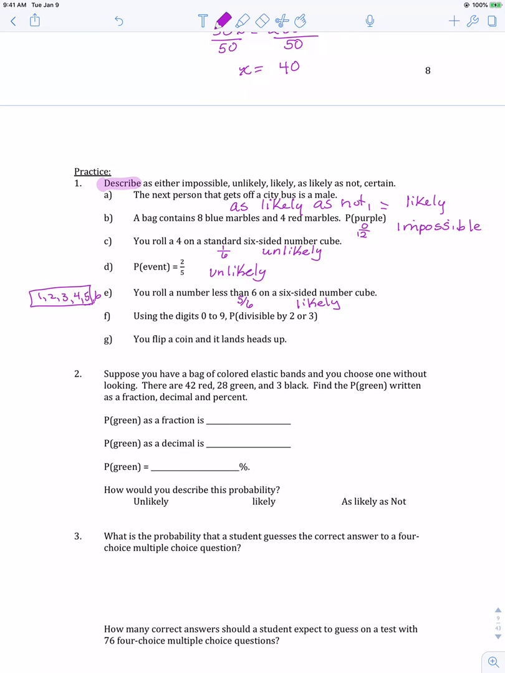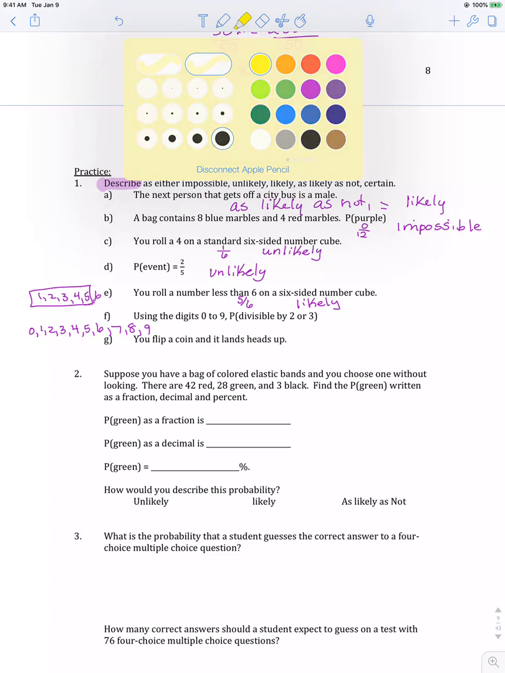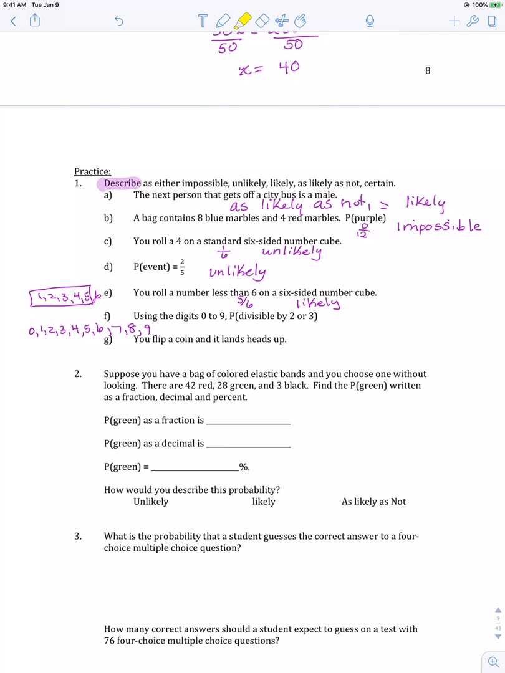Letter F, using the digits 0 to 9. So I'm going to list my sample space, everything it could possibly be. And it says find the probability that it's divisible by 2 or 3. Divisible by 2 or 3 means it goes into it evenly. So 2 will go into these, and 3 would go into these, 6 again and 9. So you can see we have more than half. Do you agree? So if you have more than half, we would say it is likely.